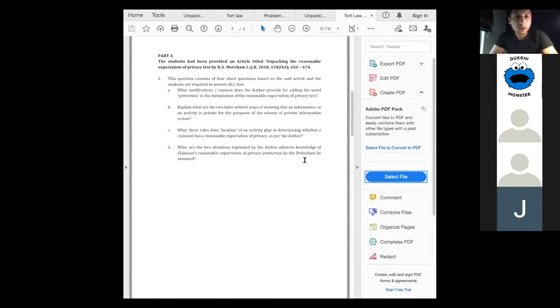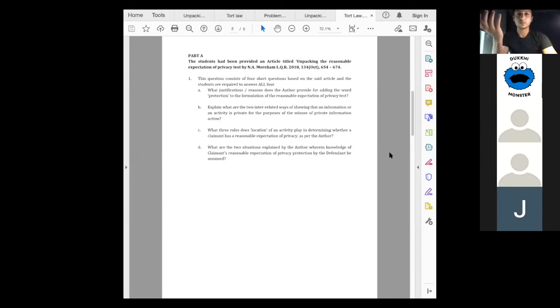And the examiner asks for two interrelated ways of showing that an information or an activity is private for the purposes of the misuse of private information action. So what are those two interrelated ways of showing that an information is private? Anyone?